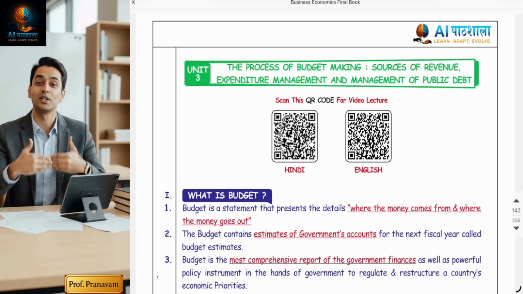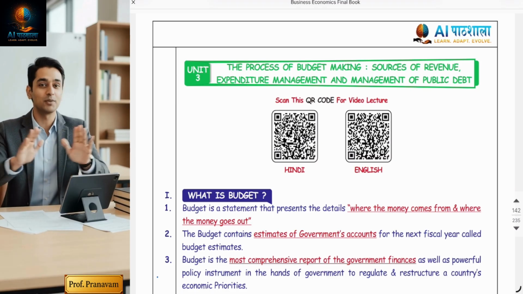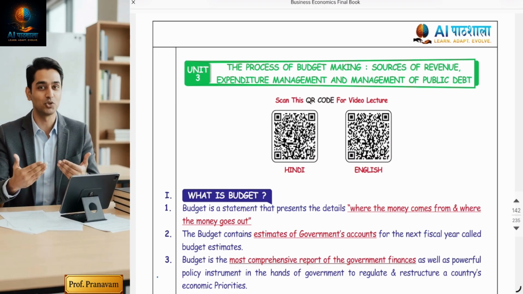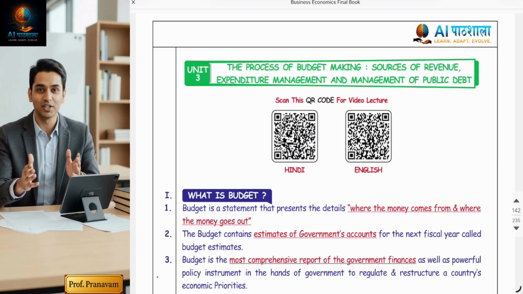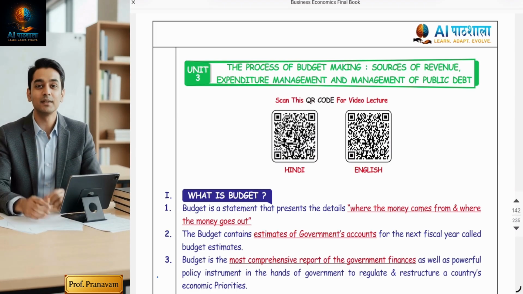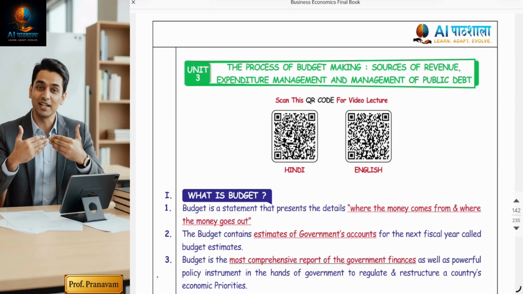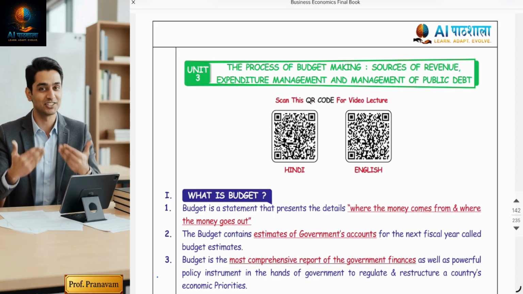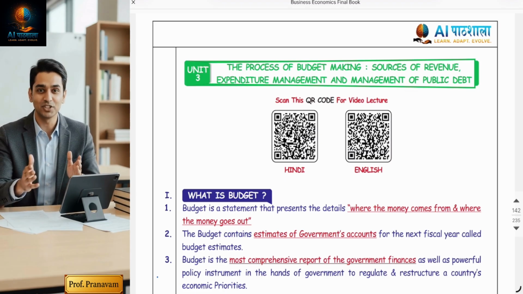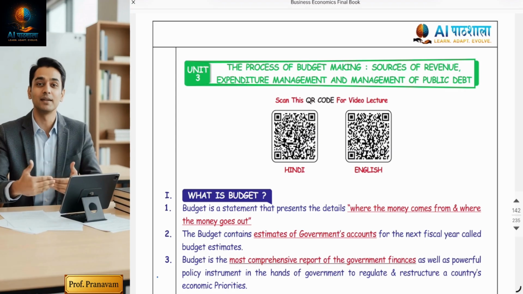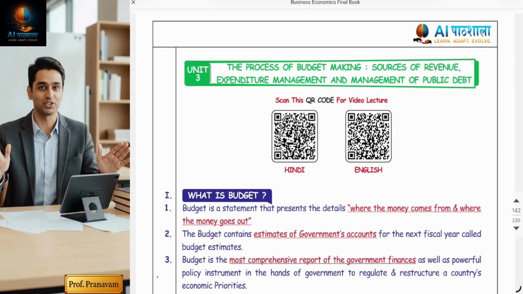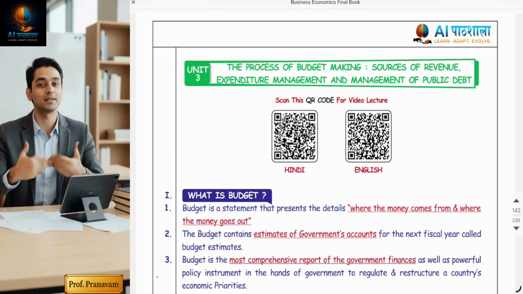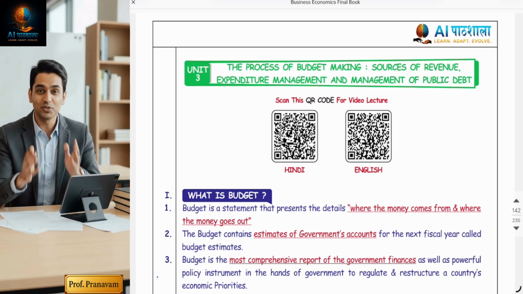Friends, let me ask you a simple but powerful question. When the government spends money on roads, education, defense, or health, do you think it happens randomly? The answer is a big no. Every rupee spent by the government is a part of a planned economic document, and that is called the budget.